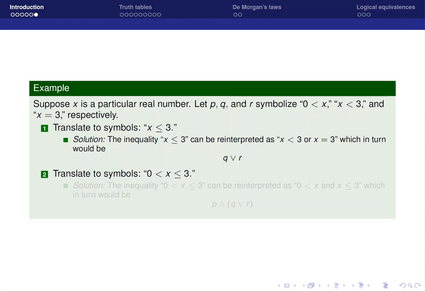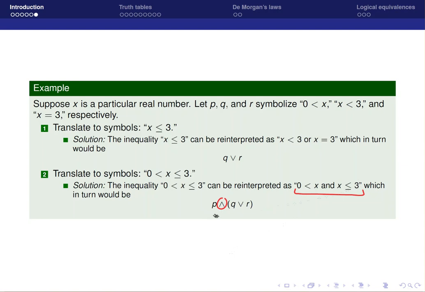Similarly, saying that 0 is less than x, which is less than or equal to 3, can be translated into the following. First of all, we have to start off by breaking the inequality down into two inequalities. Since it is an and statement, we're going to need to put an and in the middle. And from the previous part, we know that x less than or equal to 3 translates to Q or R. So finally, the compound inequality becomes P and (Q or R), with parentheses around the Q and the R.